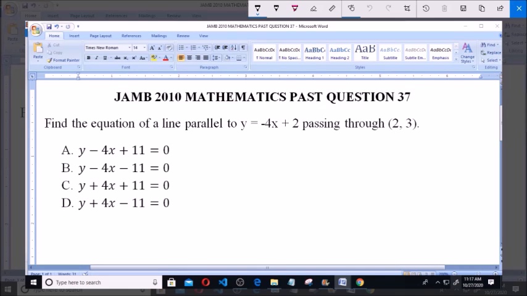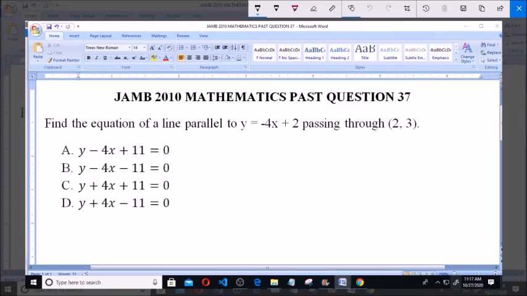I will be answering JAMB 2010 Mathematics Past Question 37. Find the equation of a line parallel to y equal to minus 4x plus 2 passing through 2, 3. That's passing through that point with coordinates 2, 3. The options given to us are: A, y minus 4x plus 11 equal to 0. B, y minus 4x minus 11 equal to 0. C, y plus 4x plus 11 equal to 0. And D, y plus 4x minus 11 equal to 0.